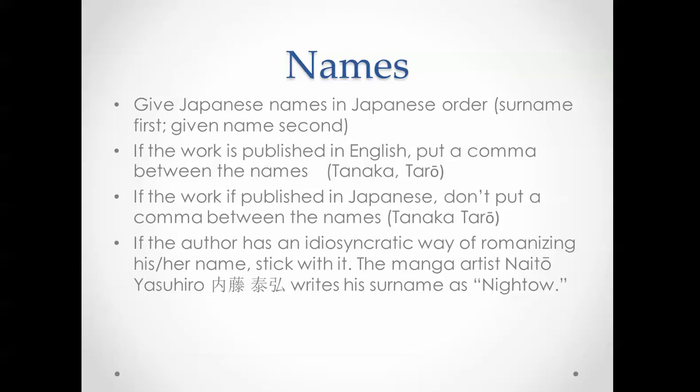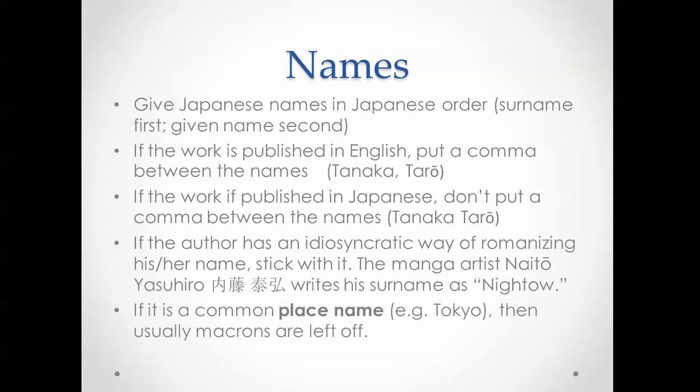So for example, the manga artist Naito Yasuhiro writes his name Nightow. Go figure. It was his choice, his name, he gets to do it that way. You shouldn't change it to Naito with an O and a macron. If it's a commonplace name like Tokyo, then you can leave the macrons off. Tokyo, Osaka, for example, and Kyoto are usually names that don't get macrons on them. However, other city names, you should have macrons over long vowels.